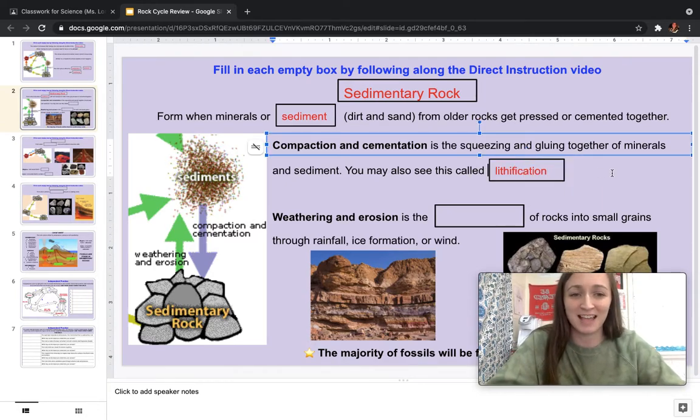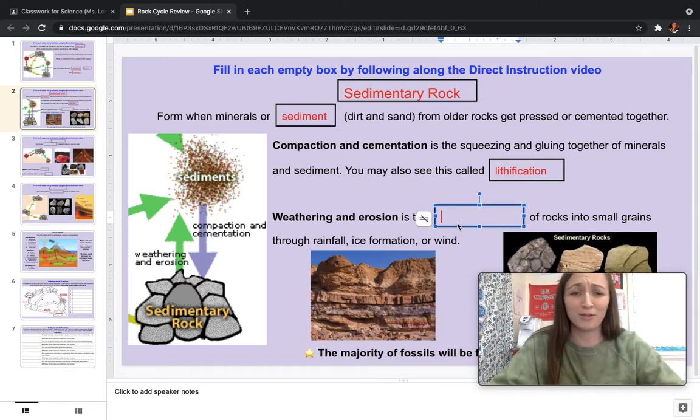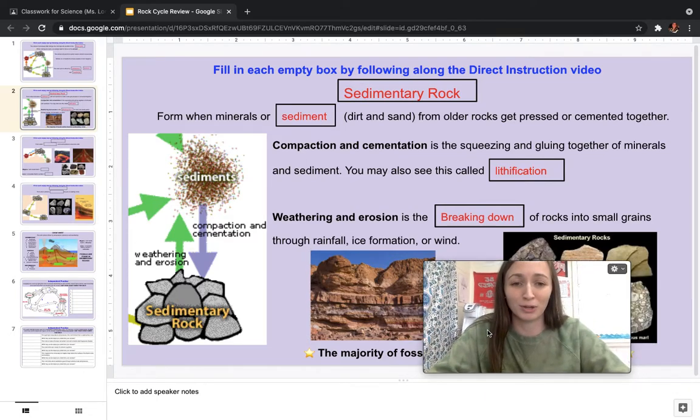Lithification, it's kind of hard to say, but it means the same exact thing as compaction and cementation, just a fancier way of saying it, I guess. Now, if you want to go the other direction, if you want to take your sedimentary rock and turn it back into sediment, that is how we get weathering and erosion, which we know is just the breaking down of rocks or sedimentary rock into smaller pieces.